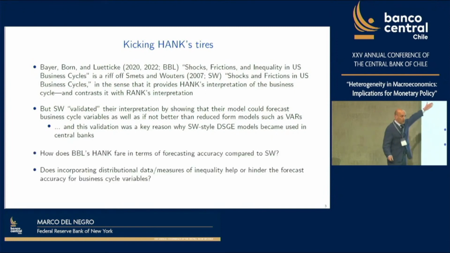So, if BBL are going to tell us their model's interpretation of the business cycle, I think it's important to ask: how well does their HANK model fare in terms of forecasting accuracy for business cycle variables compared to any benchmark, with Smets and Wouters seeming like a natural one? Second, a related but important question is whether incorporating distributional data and measures of inequality helps or hinders the forecasting accuracy for business cycle variables. Okay, so that's what we're trying to do.